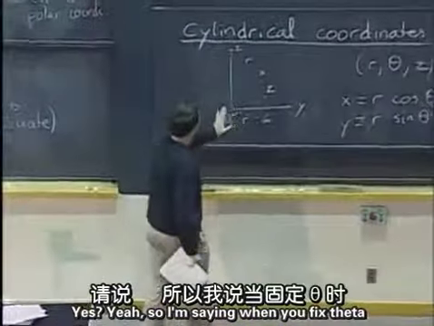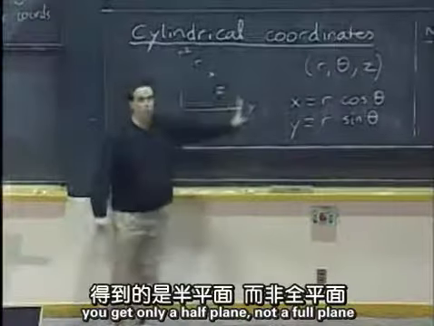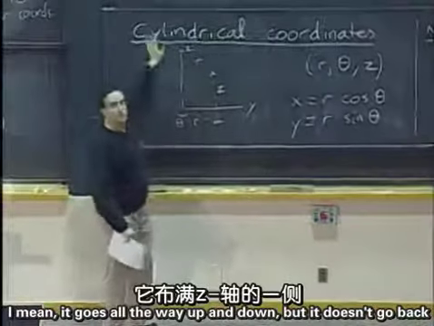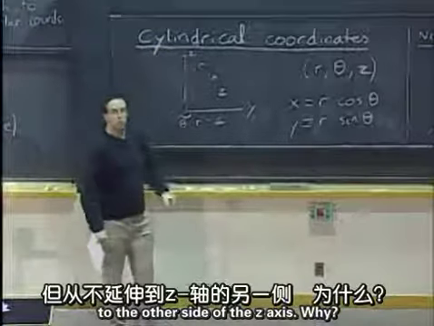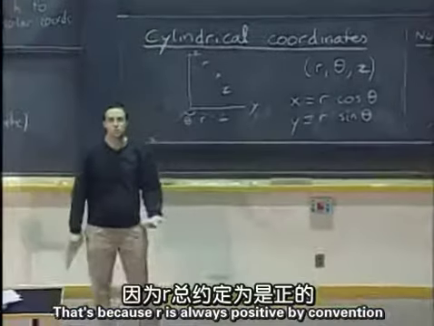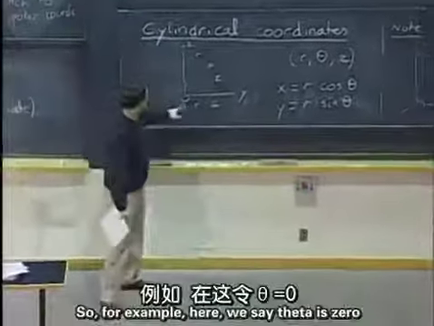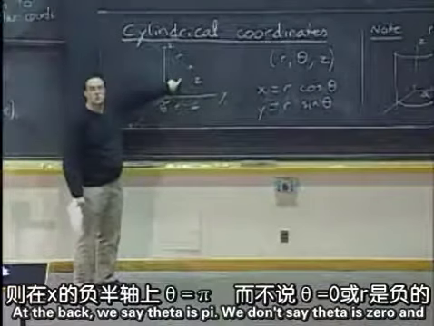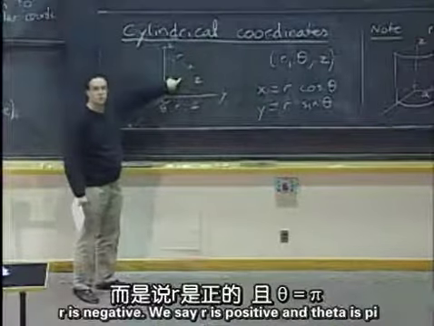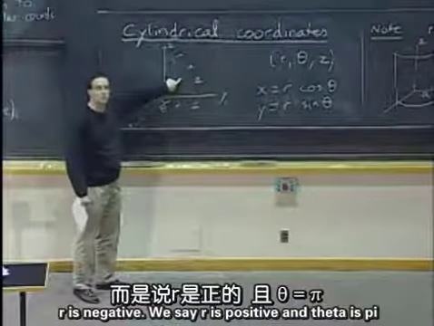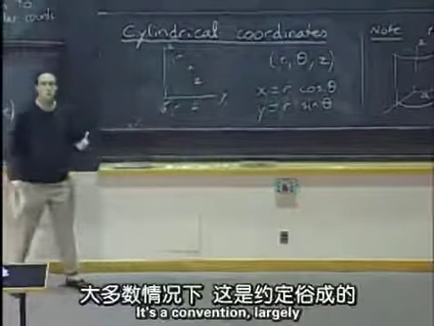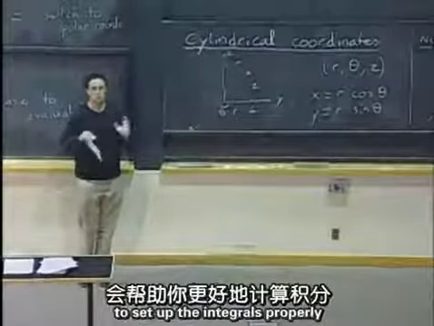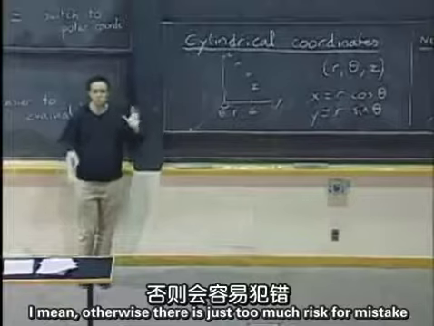Yeah, so I'm saying when you fix theta, you get only a half plane, not a full plane. It goes all the way up and down, but it doesn't go back to the other side of the z-axis. Why? That's because r is always positive by convention. So, for example, here we say theta is 0. At the back, we say theta is pi. We don't say theta is 0 and r is negative. We say r is positive and theta is pi. It's a convention largely, but sticking with this convention really will help you to set up the integrals properly. Otherwise, there's just too much risk for mistakes.